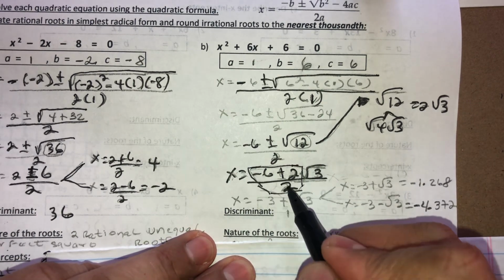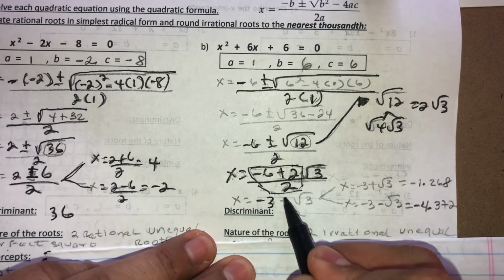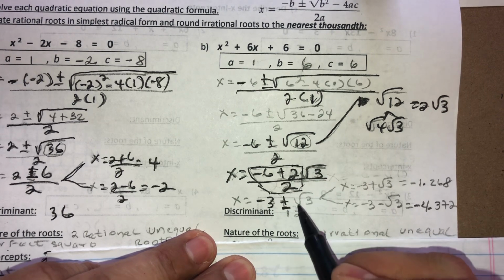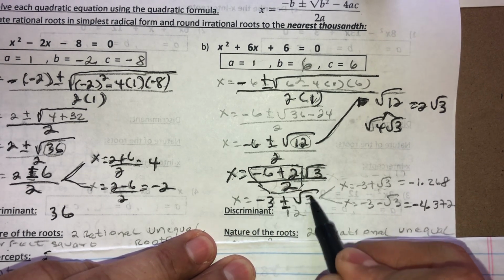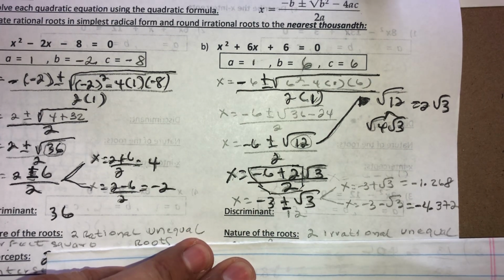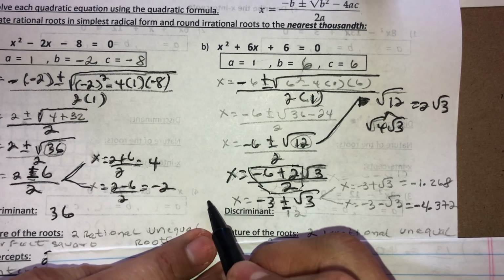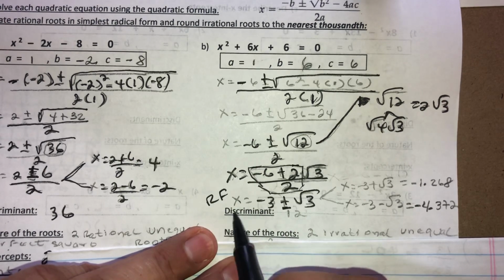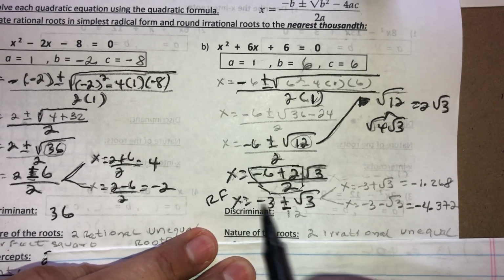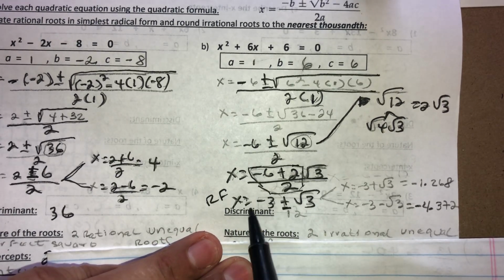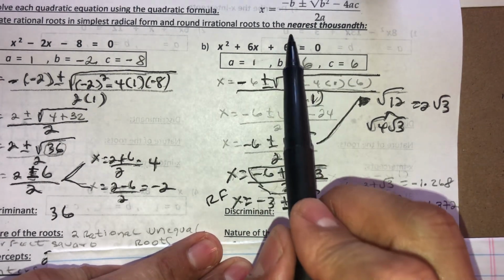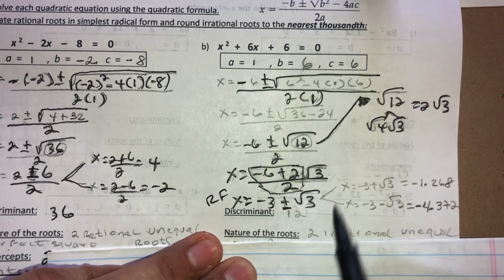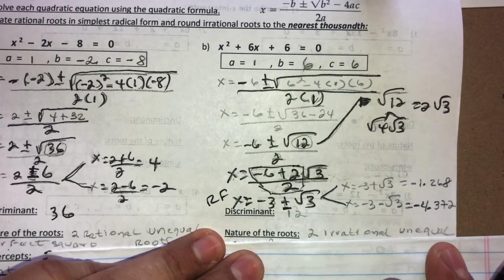If I divide negative 6 by 2, I get negative 3 plus or minus 2 divided by 2, that becomes 1, so I don't have to write it down, and that's radical 3. So my radical form should be x equals negative 3 plus or minus radical 3. But because they also ask us to give it as a decimal to the nearest thousandth, what I'm going to do is split them and put it in the calculator.